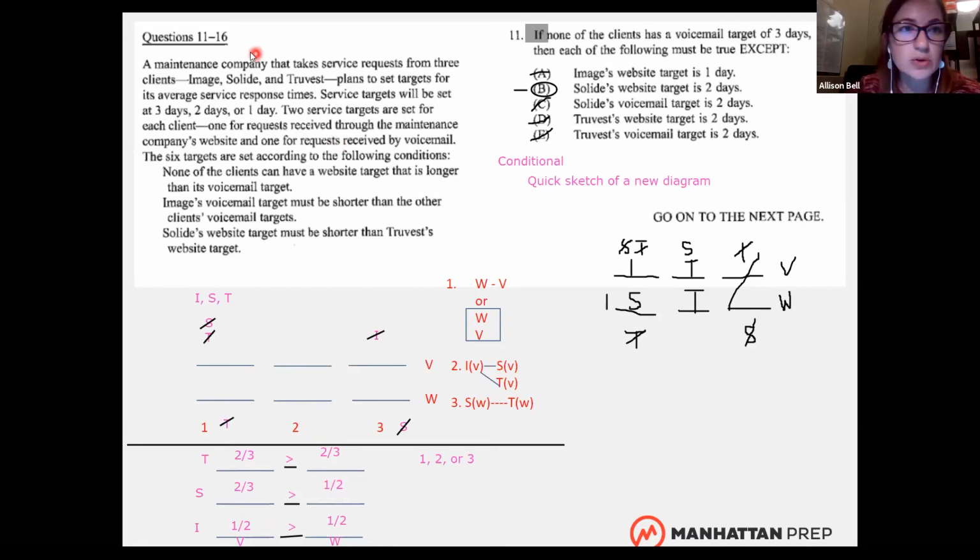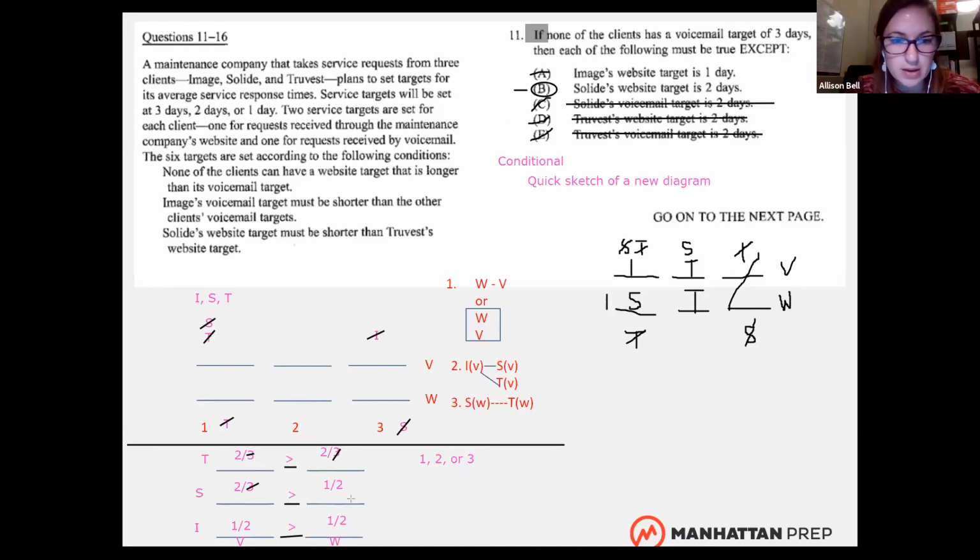All right, so here I'm told none of the clients has a voicemail target of 3 days. So I'm going to cross off any of the 3s for voicemail. And then I can check to see if that helps me eliminate any answers. So I have 2 voicemail targets set in stone. S and T are both 2. So just like with the top diagram, I'd be able to cross off C and E because those do have to be true. I know the voicemail target has to be greater than or equal to the website target, so that helps me a little bit. Like T's website target is not going to be 3, it's going to have to be 2. Going back to my answers, I can then cross off D.